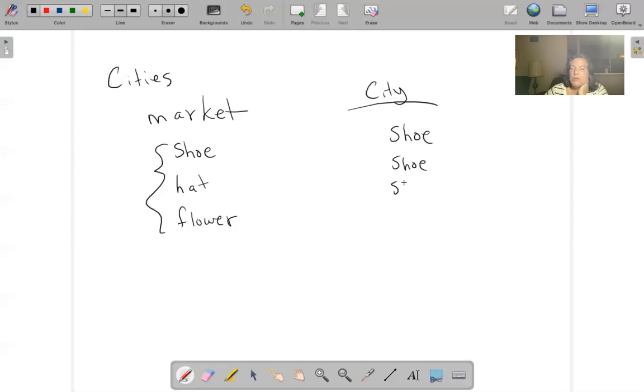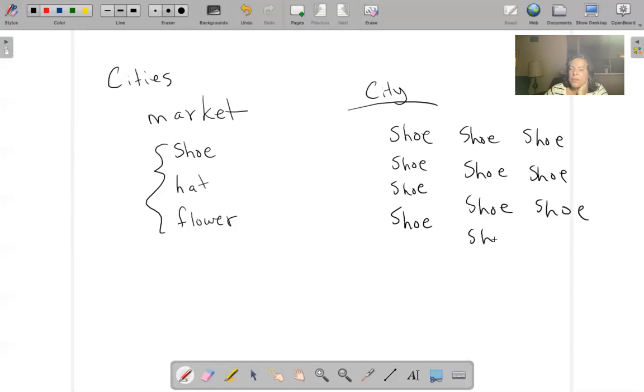Bear with me. I'm going to write it all out because it's worth it. Shoe, shoe, shoe. All right. So we're in one city and there are 12 shoe shops.